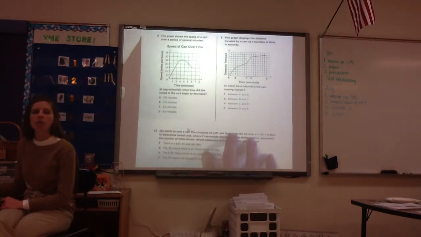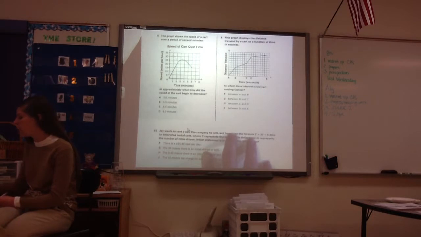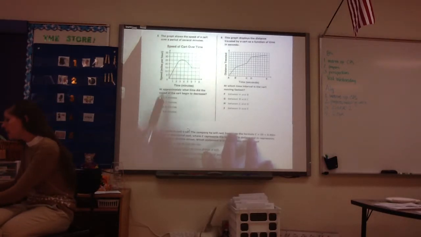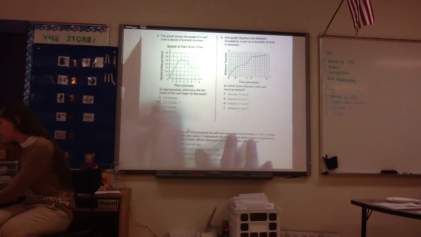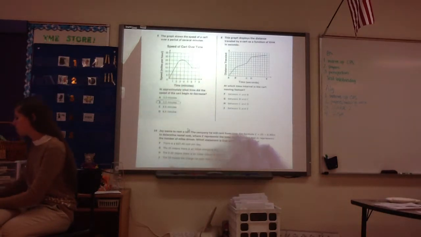This is a new type of question we haven't seen before, and so I'm hoping to increase the amount of these we see over time. The question says, at approximately what time did the speed of the cart begin to decrease? That is B, 3.5 minutes.